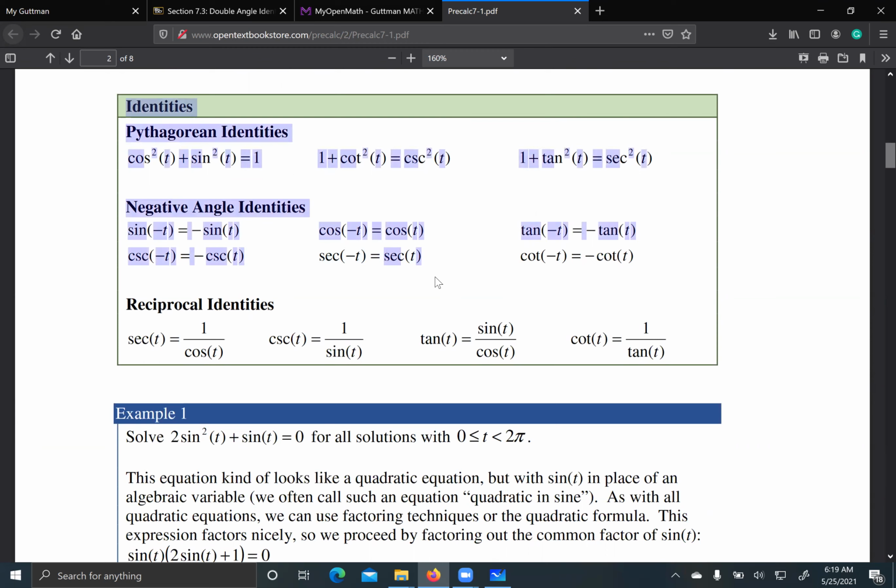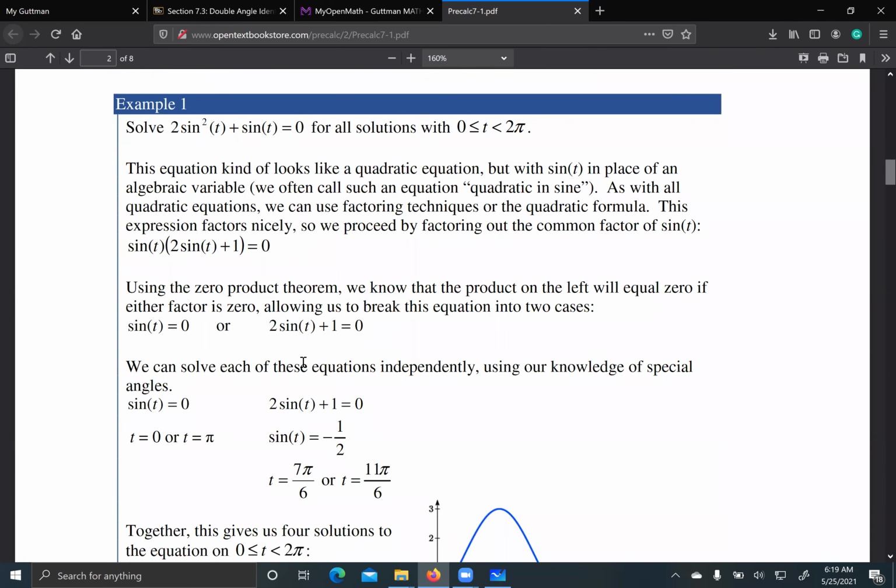Here in this table you can see a reminder or refresher of the trig identities that we have learned. So without further ado, let's go to the examples, and you will see how we are going to do this in solving problems.